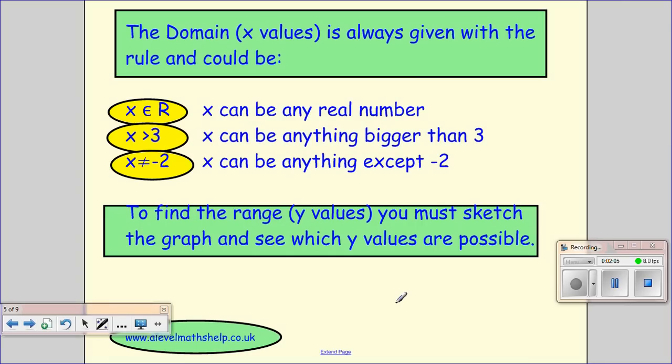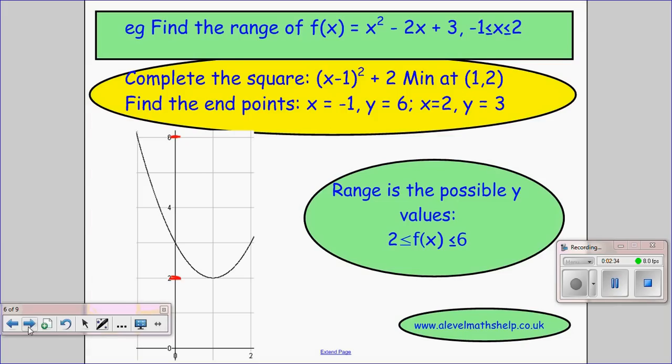Okay, so the domain, the x values, are given with the rule and can be anything. So here x is an element of the real numbers, so x can be any real number. x is bigger than 3. x does not equal minus 2, so it can be any number except minus 2. And then to find the values for your range, you then sketch the graph normally to find the possible start of your y values and the end of your y values.